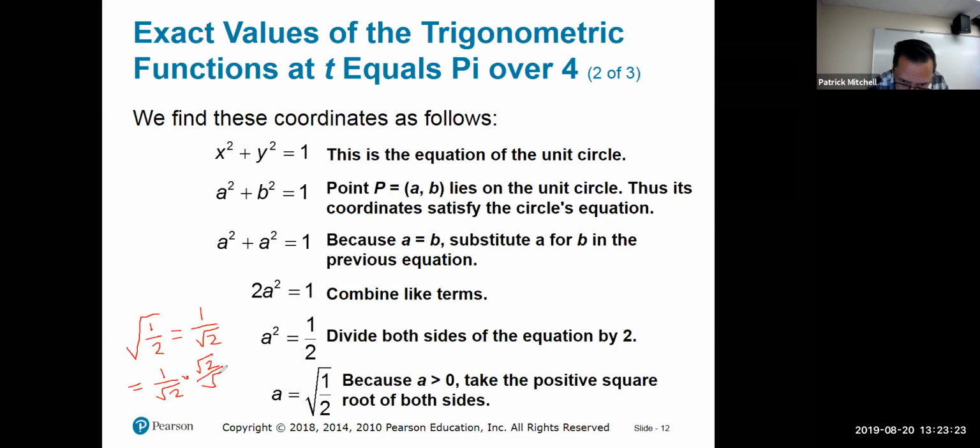So multiplying the top and the bottom by the square root of 2: 1 times the square root of 2 is just the square root of 2, and the square root of 2 times the square root of 2 is 2. That's why on the next slide you see that point labeled as root 2 over 2 comma root 2 over 2. I'm going to try leaving that scribble there for just a minute. Well, no, I think it's going to get in the way.